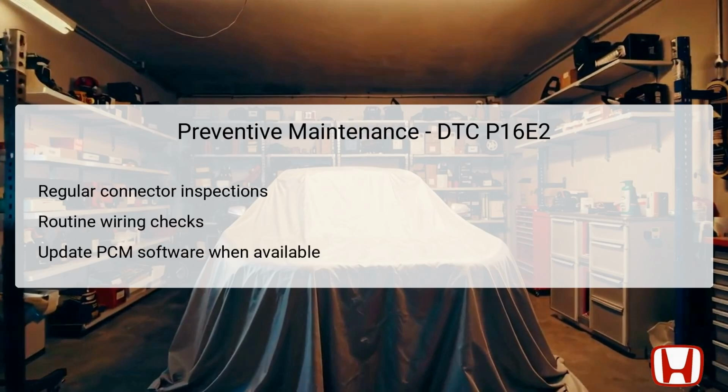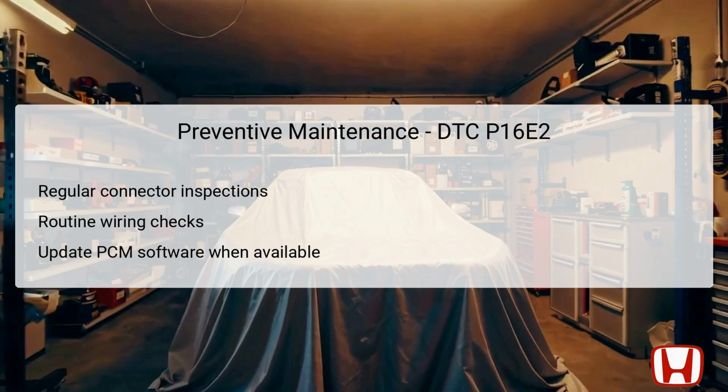To prevent the occurrence of issues like DTC P16E2 in the future, several proactive maintenance tasks should be instituted. Regular inspections of connectors, especially those related to the alternator and PCM, can thwart problems caused by corrosion and loose fittings. Routine checks on intricate wiring systems can also prevent damage and ensure that components remain connected without issues.